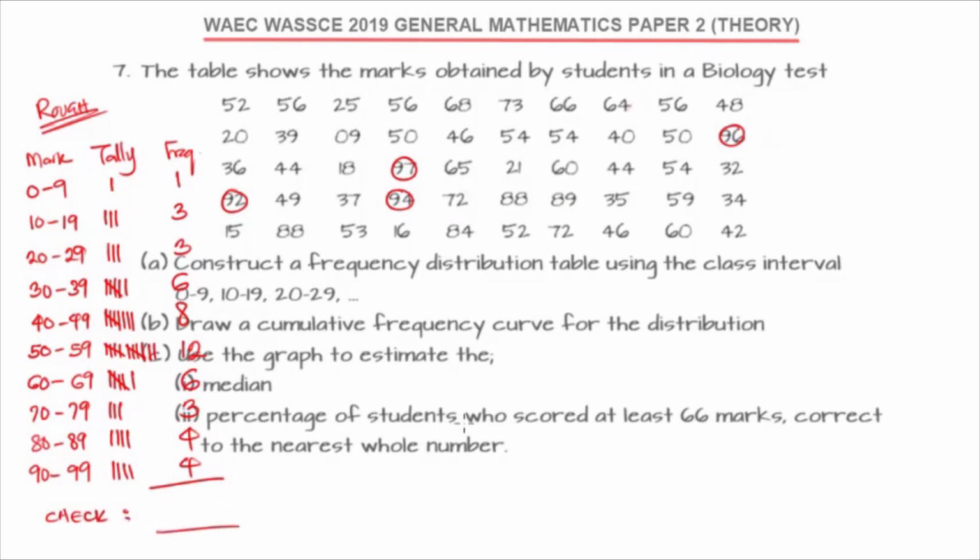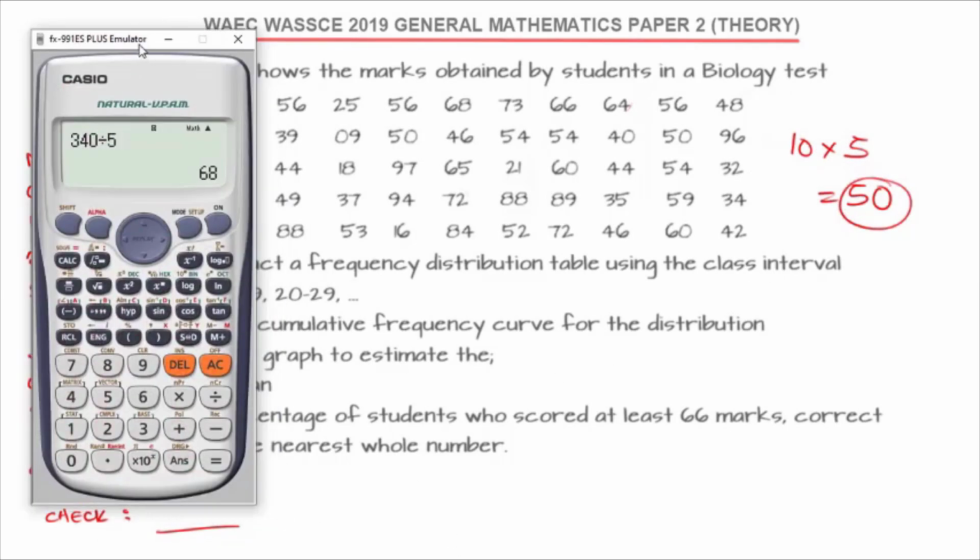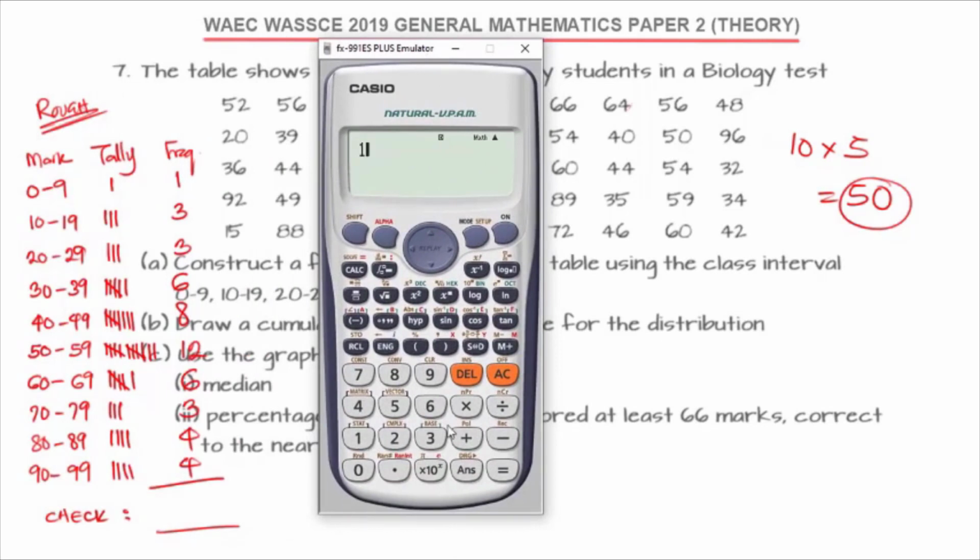So here now, we want to check. Now, already we are seeing that we have 10 columns and 5 rows. That will be 10 times 5. That's 50. So all the entries, if you add all our frequencies, that should give us 50. So we have 1 plus 3 plus 3 plus 6 plus 8 plus 12 plus 6 plus 3 plus 4 and plus 4.